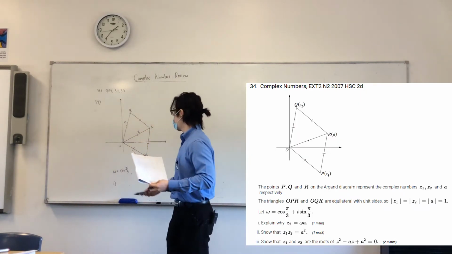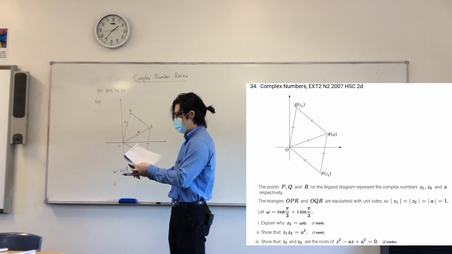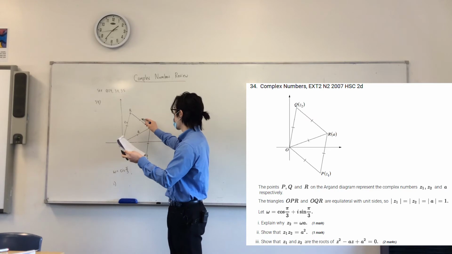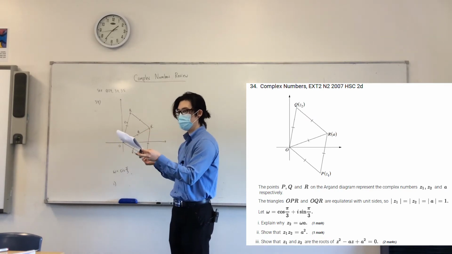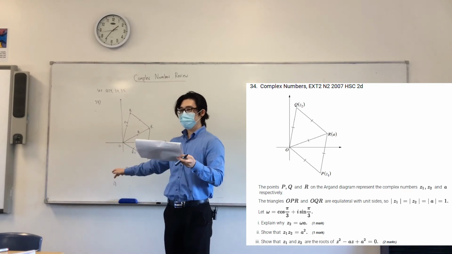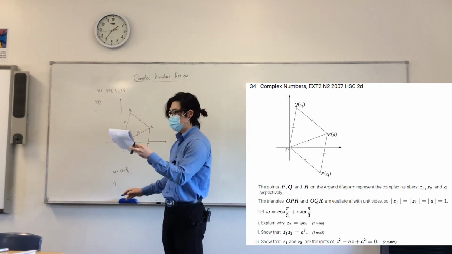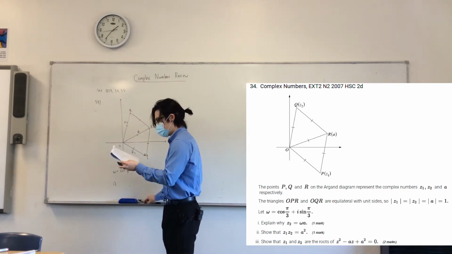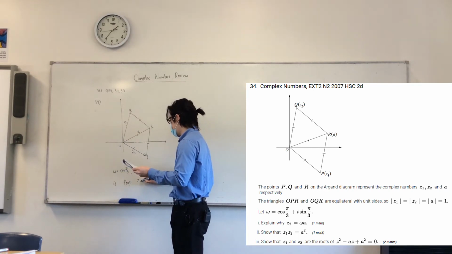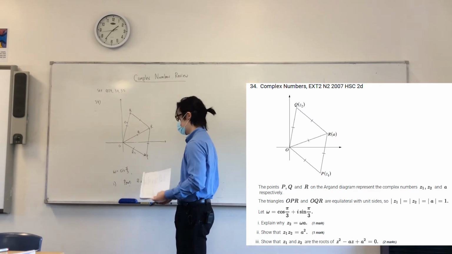A represents a complex number as well. You're given that all of these lengths are equal, and they're all equal to 1 in the description given. They've also given you that W is equal to cis pi over 3. What you need to prove is that Z2 is equal to WA.